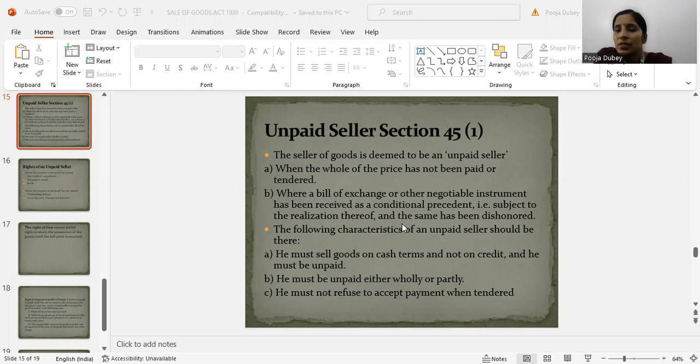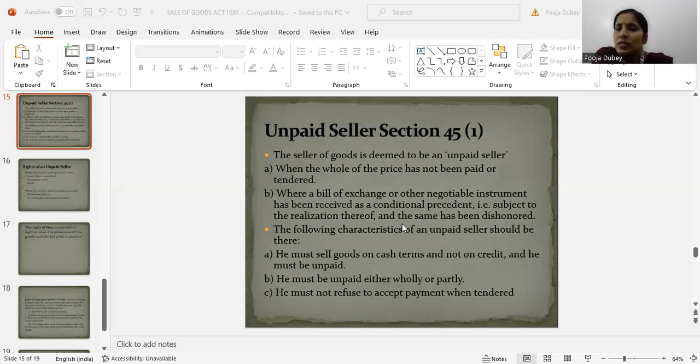What can you understand with this statement? For example, if you are purchasing a good and you have to pay the money, so money is the price. But if you are paying with a check, which is a kind of negotiable instrument, and if the check has dishonored, in that case also I become the unpaid seller. Reason being that the party has issued the check, but I am not able to recover the money. So there are certain conditions in which a seller becomes the unpaid seller.